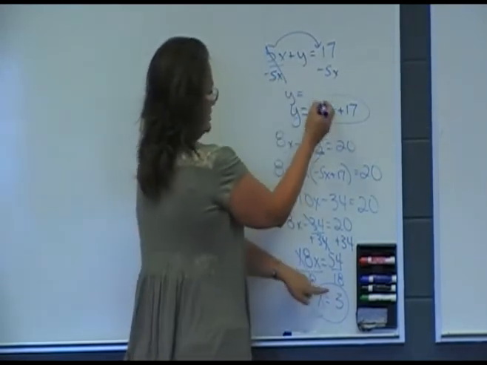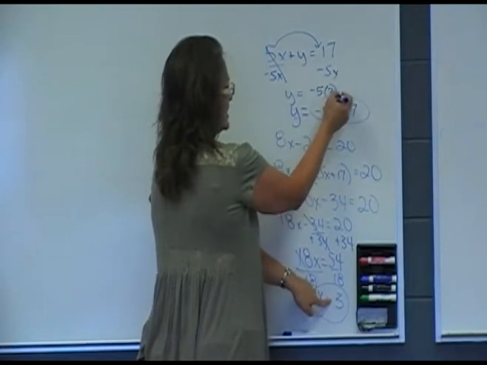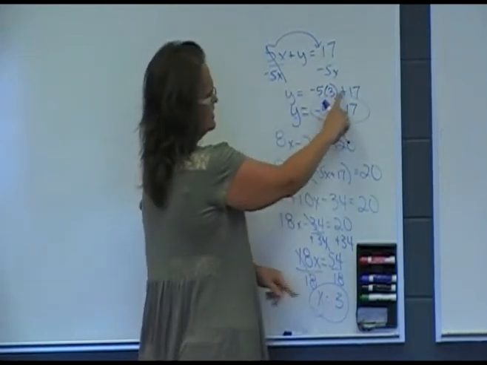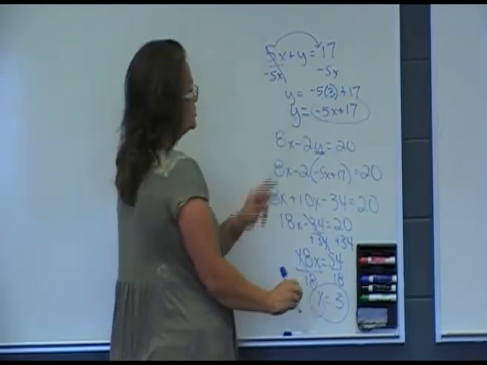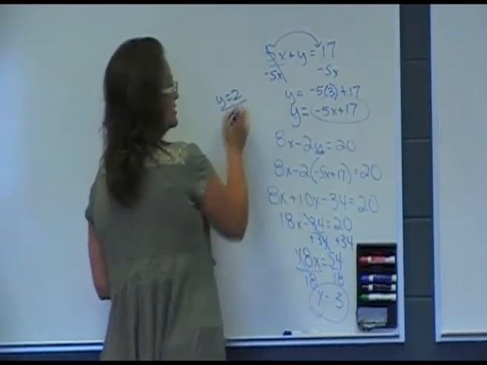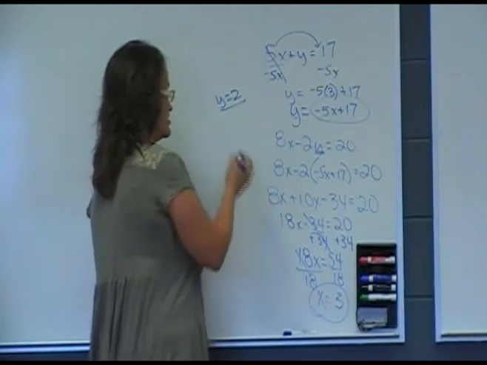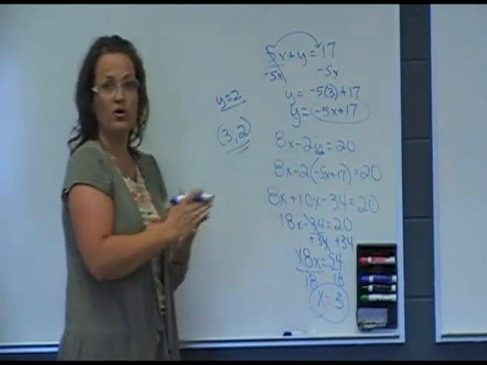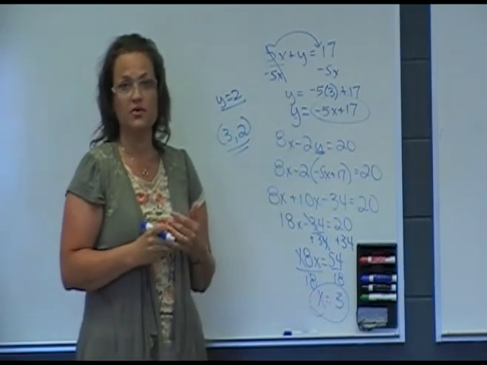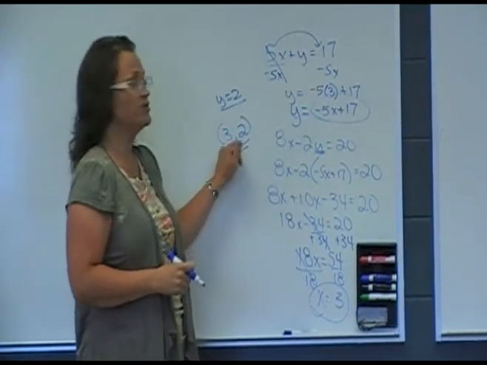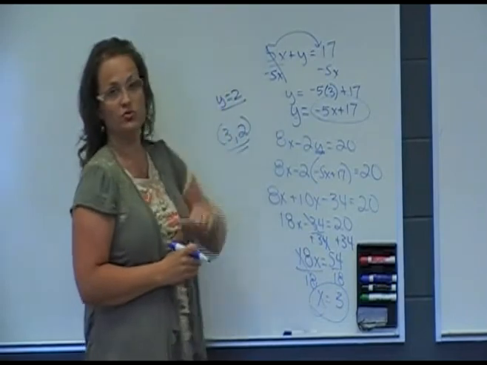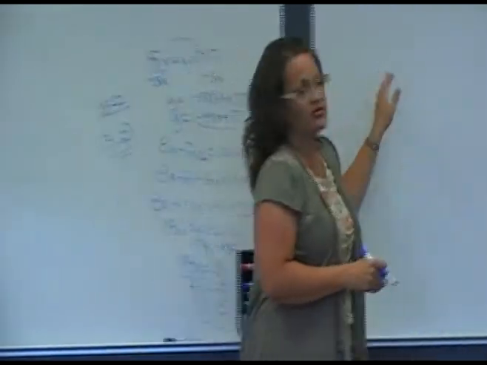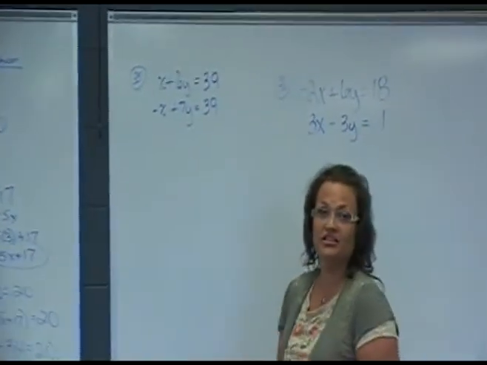So y will be negative 5 times the x value of 3, plus 17. That's negative 15 plus 17, which is 2. So y is 2, and the answer is the coordinate x is 3, y is 2. That should be the point where those two lines cross. That also should be the value that makes both of these equations true when plugged in for x and y. All right, moving on, number 35 asks us to solve by the addition method.